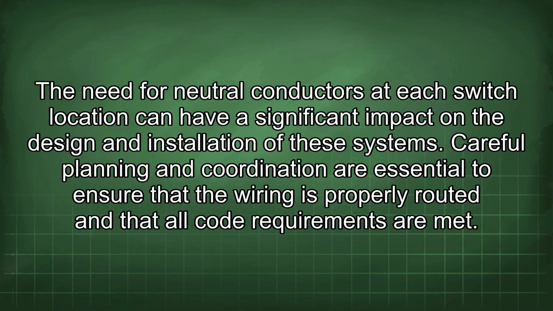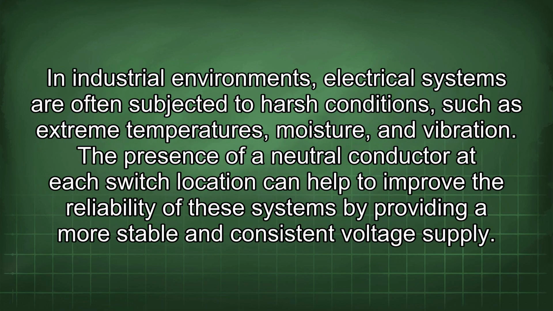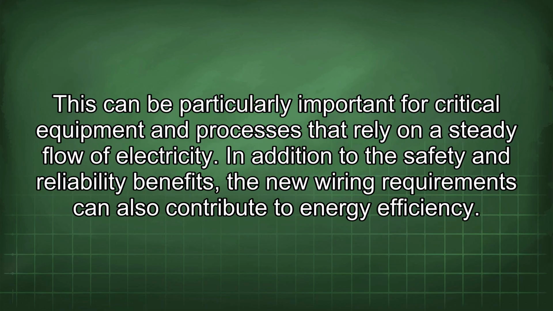Careful planning and coordination are essential to ensure that the wiring is properly routed and that all code requirements are met. In industrial environments, electrical systems are often subjected to harsh conditions such as extreme temperatures, moisture, and vibration. The presence of a neutral conductor at each switch location can help to improve the reliability of these systems by providing a more stable and consistent voltage supply. This can be particularly important for critical equipment and processes that rely on a steady flow of electricity.